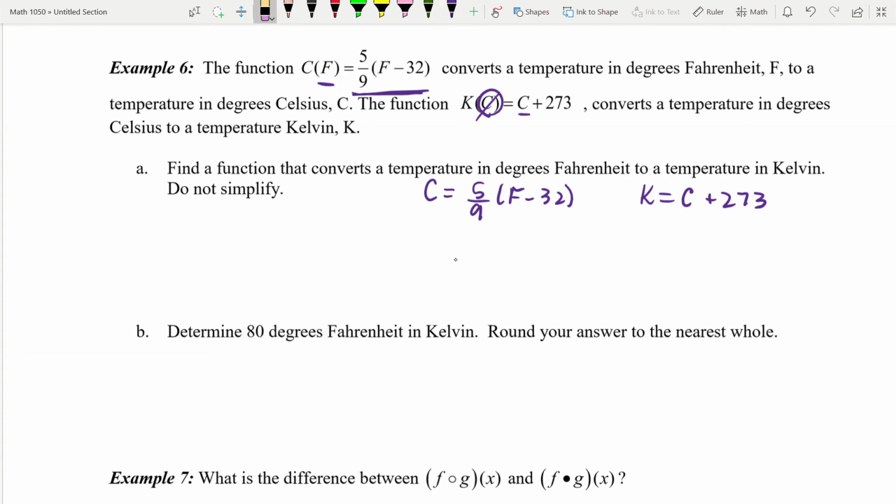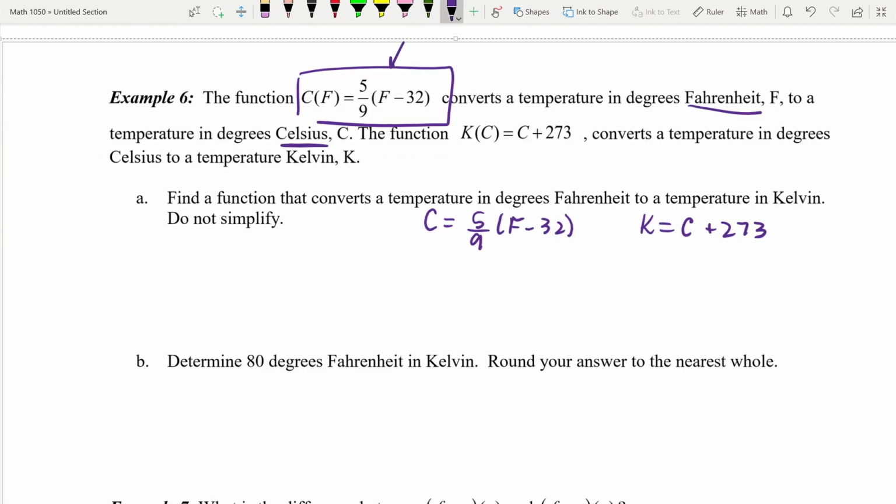This equation right here says it converts Fahrenheit into Celsius. So the Fahrenheit is on the right and the Celsius is on the left. This one converts Celsius to kelvins. So the Celsius is on the right and the kelvins is on the left. So what they list first needs to be on the right. What they list second needs to be on the left.